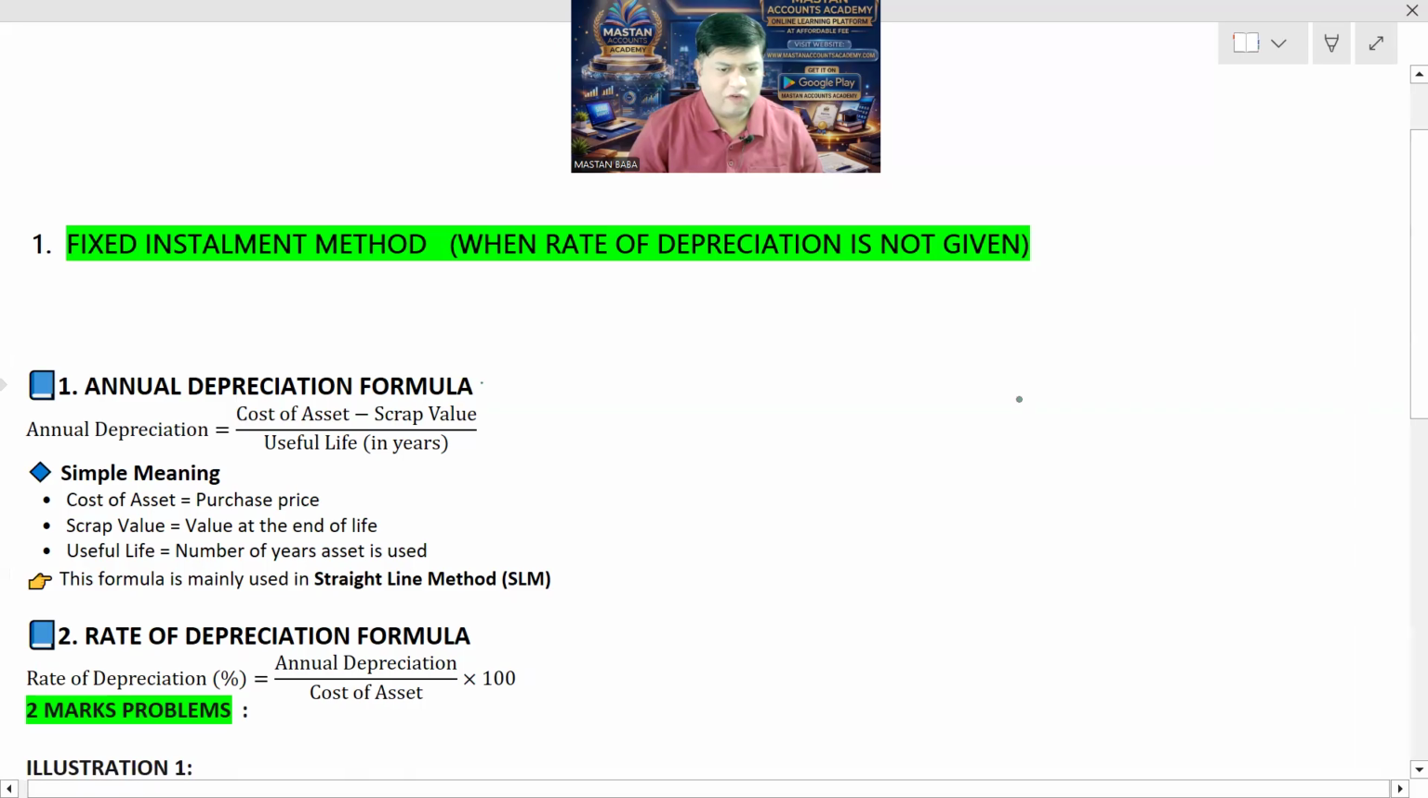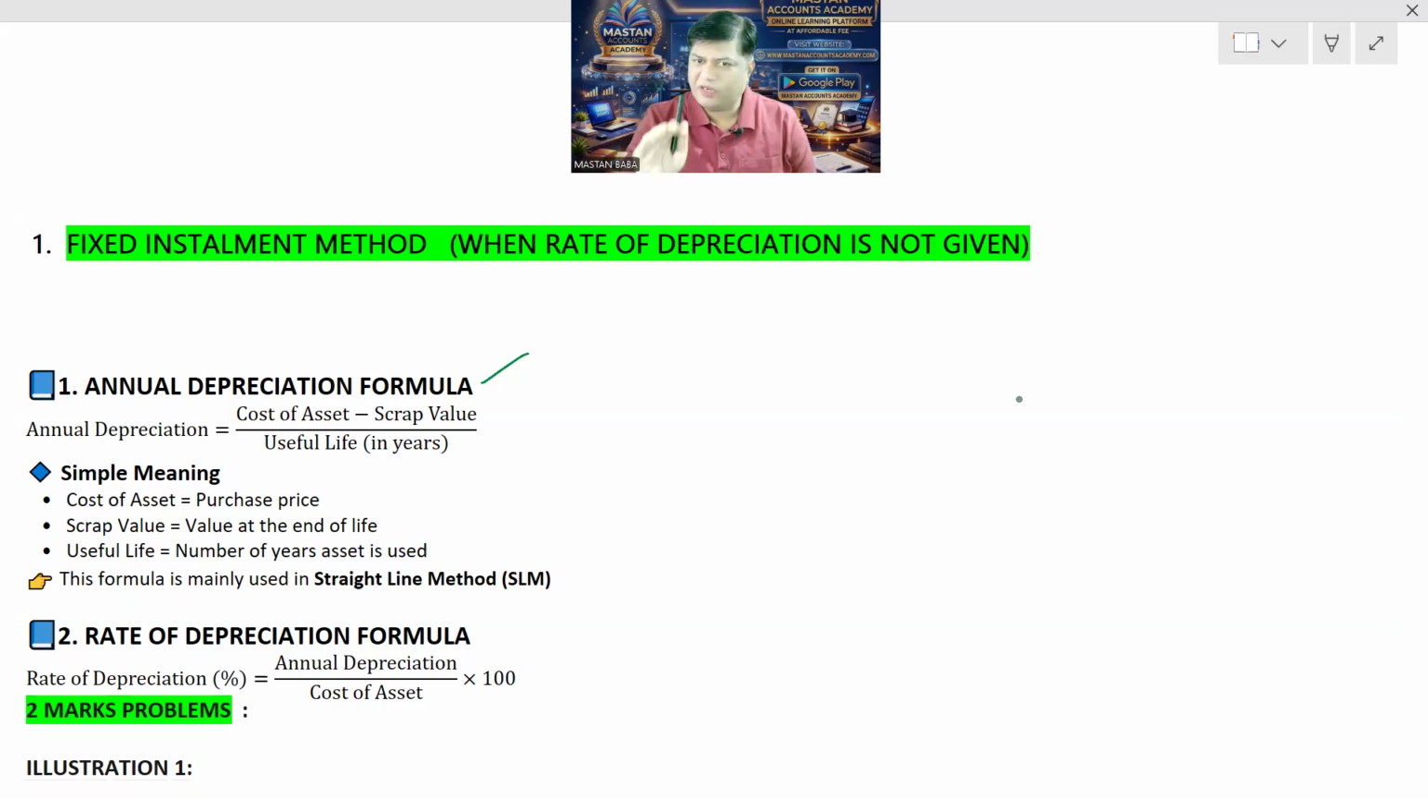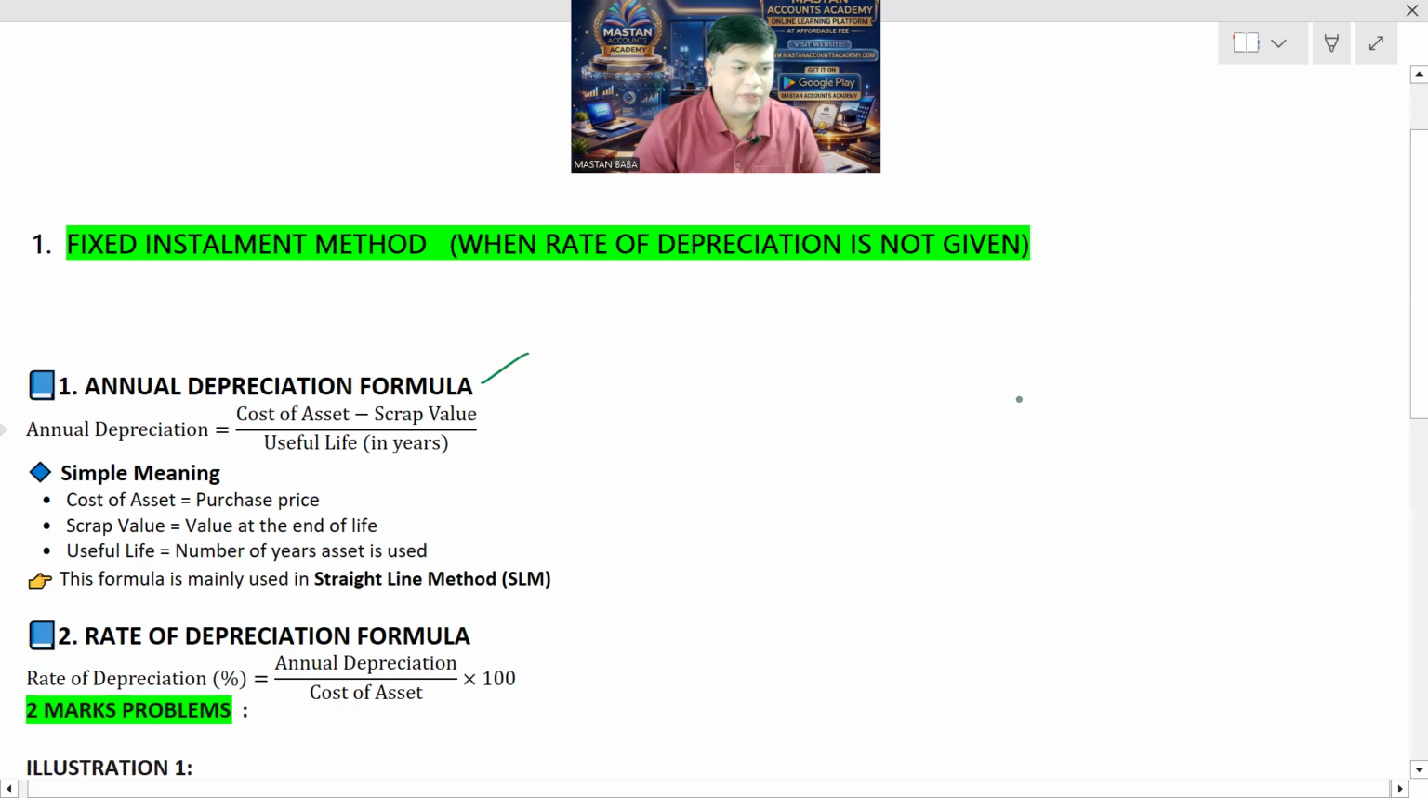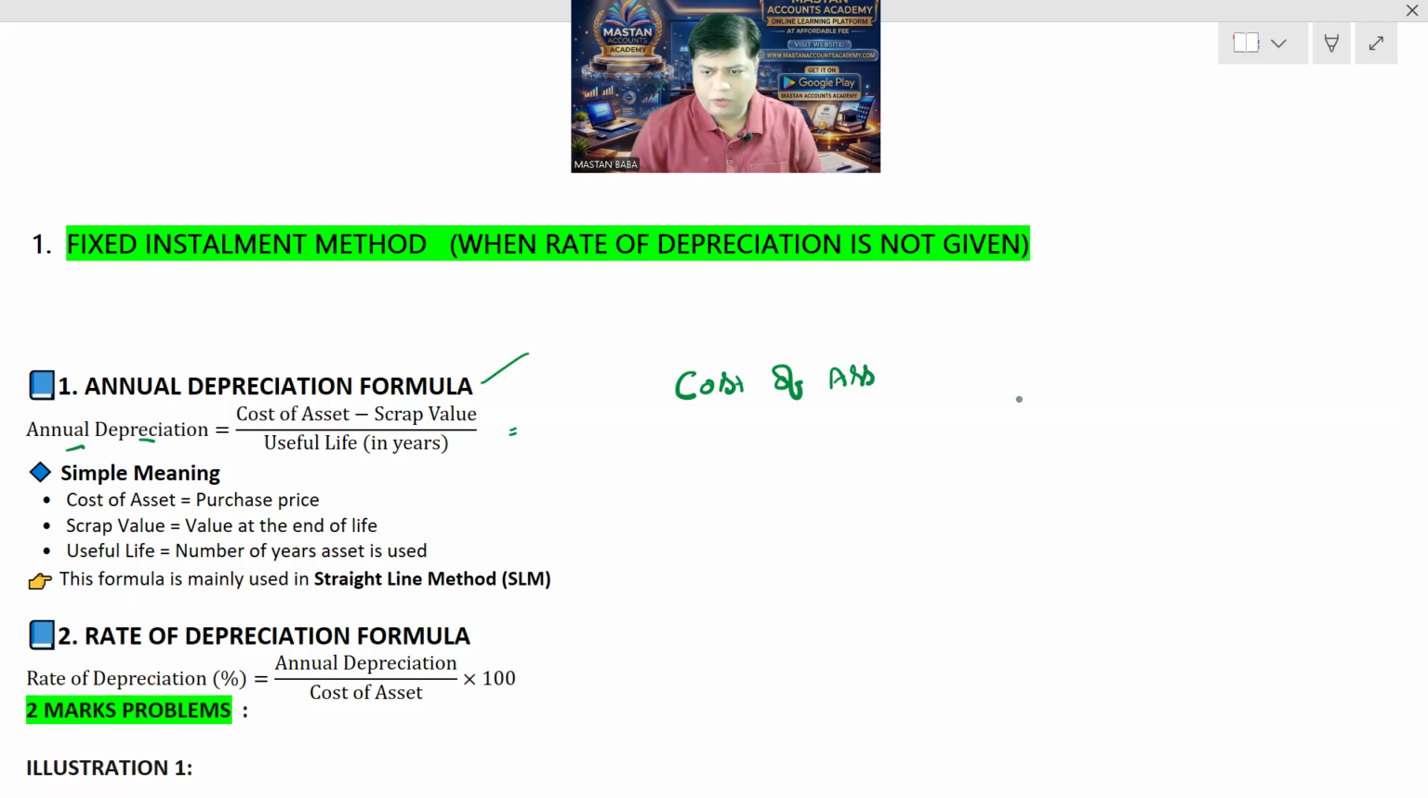Annual depreciation formula. What is the annual depreciation formula? This formula is to be applied when rate is not given, 10%, 12%, 20% అనే రేట్ ఇవ్వకపోతేనే ఈ ఫార్ములా వాడాలి. ఓకేనా? So what is the annual depreciation formula? Means the annual depreciation formula is, I'm writing here, cost of asset. So whatever the value that you paid for purchasing an asset, that is cost of asset. It includes all freight charges, installation charges, carriage, whatever it may be, that should be added.